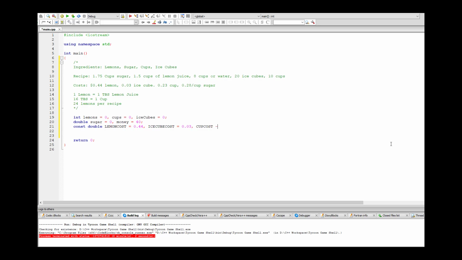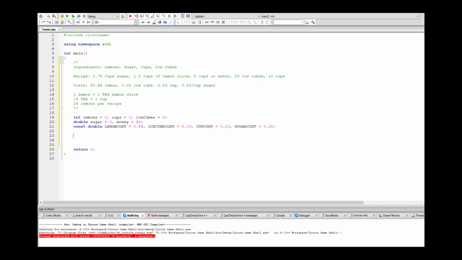Cup cost is equal to 0.23. Okay, and sugar cost is equal to 0.28 per cup. All right. So those are going to be our costs that are going to be associated with the game. All right, now we have our variables set. What we're going to do is we're going to have to find a way to verify them.